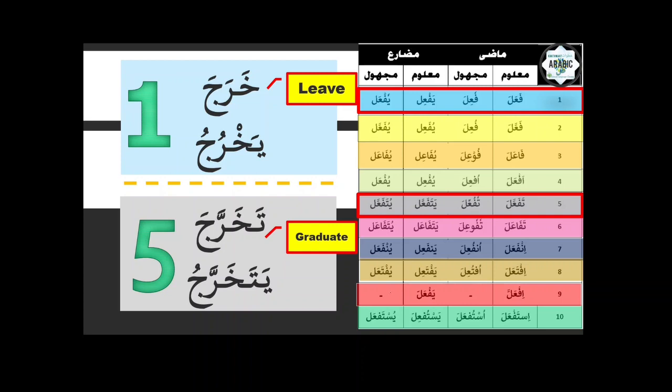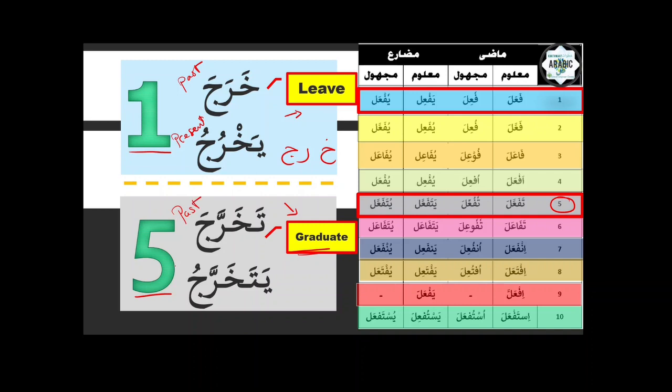In this video, we're going to cover the fifth form in the Arabic verb pattern chart, and the form is تفعل. Form 5, تفعل. The verb we have here is تخرج, graduate. We are looking at root خرج in the verb leave and the verb graduate. خرج is form 1, تخرج is form 5. And we have the past خرج, present يخرج.